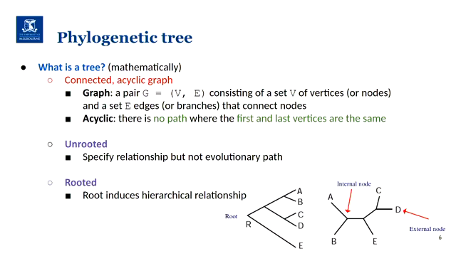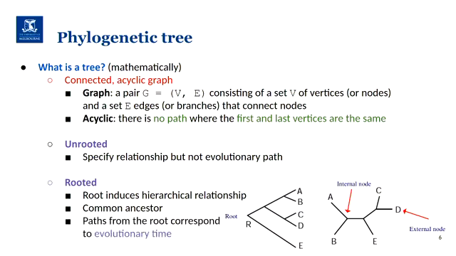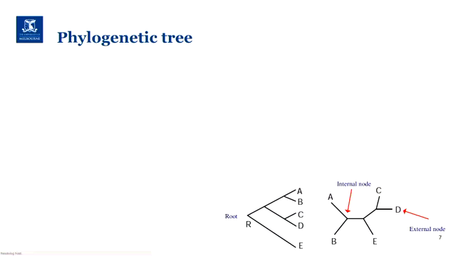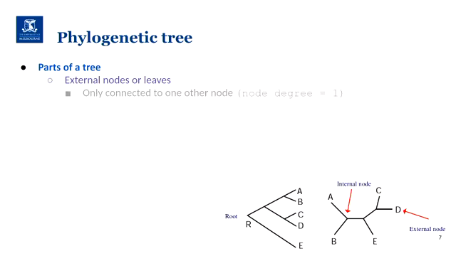Okay? Which will, of course, be a common ancestor to all of the sequences considered. And if you consider a path from the root to the leaves, we will have an evolutionary period of time. And the main parts of a phylogenetic tree will be, for instance, the external nodes or the leaves. So the external nodes would be, for instance, the sequences we are considering, the current day species we are considering, and they always have a node degree of 1.